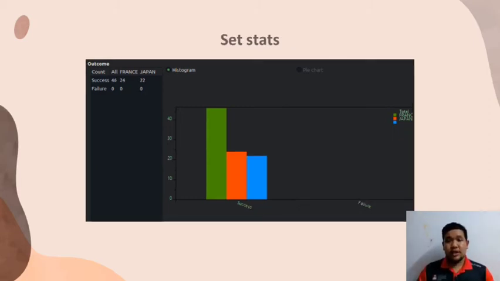The next indicator is sets. There were 46 successful sets performed in the first set, and none of the sets failed. France had 24 successful sets, while Japan had 22.